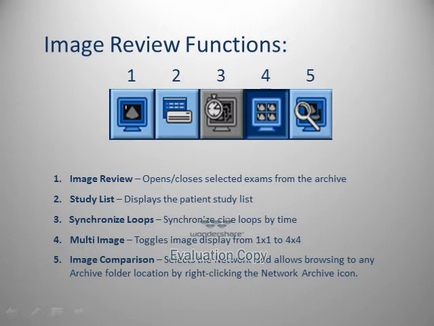The first button is the review button, which will open and close the selected study from the archive list. Number 2 will display the study list. Number 3 will synchronize any cine loops within the study. Number 4 is multi-image and can toggle the display from a 1x1 to a 4x4 format. And number 5 allows comparison between two images within a study or two images from separate studies.